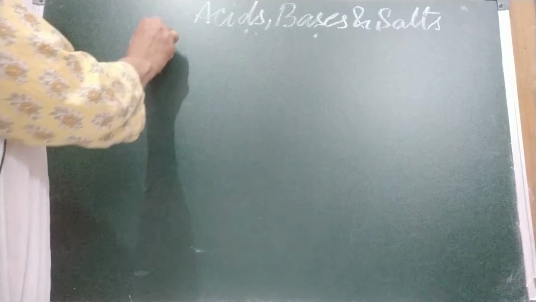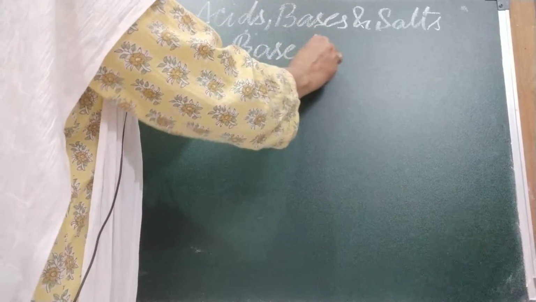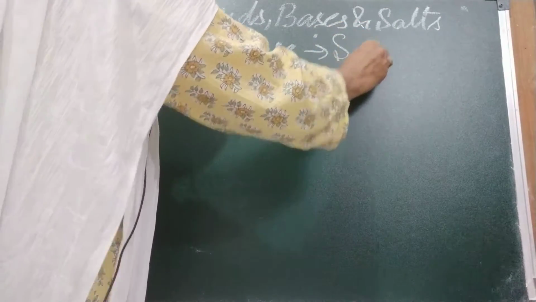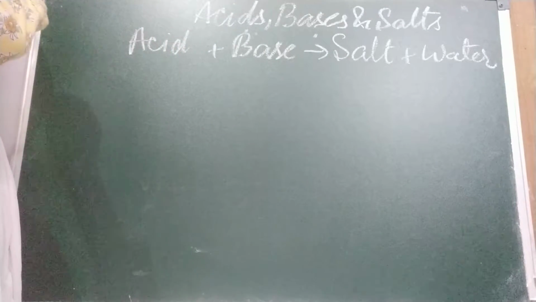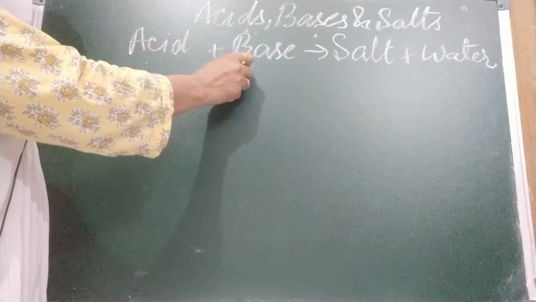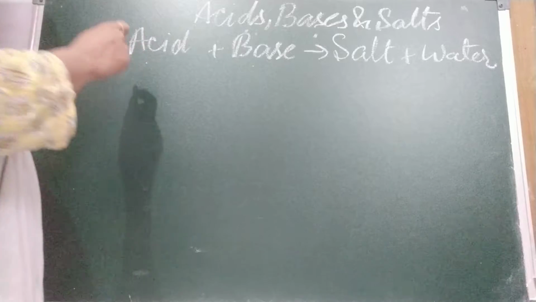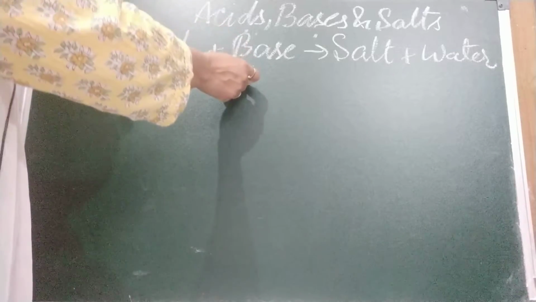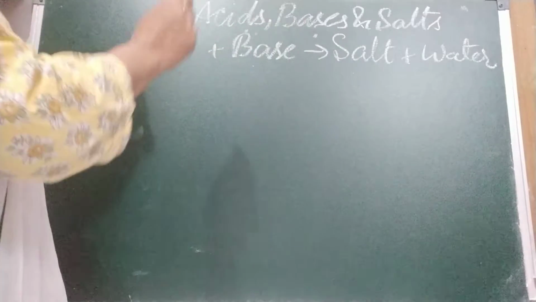When acid reacts with bases, they always form salt and water. This reaction is also called neutralization reaction. When they both react, they neutralize their properties. Acid's properties are neutralized by base, and base's properties are neutralized by acid, and then salt and water are formed.